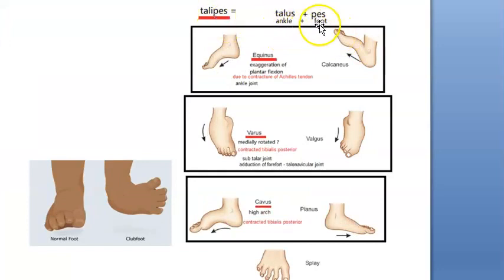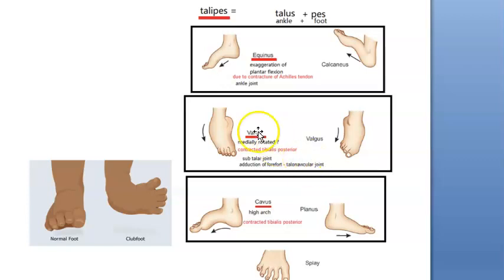Talipes is ankle and the foot. So that is basically what is affected, the ankle and the foot. So equinus. Equinus is where there's exaggeration of the plantar flexion. Guys, focus here. The exaggeration of the plantar flexion. Why is it? It is because of the contracture of the Achilles tendon.